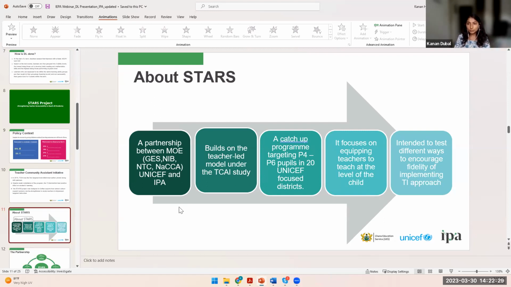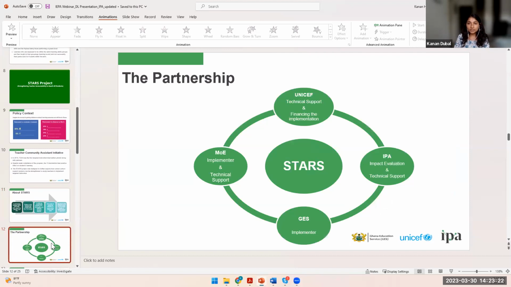The researchers partnered with IPA, UNICEF, GES, NTC, NACA, and NIB to conduct a randomized evaluation to test whether the stronger management support could increase the compliance to the teacher-led targeted instruction. This project took place within 20 UNICEF-supported districts in Ghana for one academic year in 2018 to 2019. The project seeks to explore, A, how teachers can be motivated and empowered to implement new approaches that have the potential to improve learning outcomes. B, how supervision can be strengthened to provide coaching and mentoring support for teachers to implement new pedagogical approaches. Targeted instruction under STARS was focused on equipping classroom teachers from P4 to P6 to teach at the knowledge level of the child.